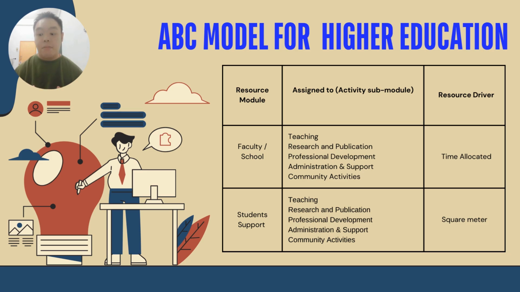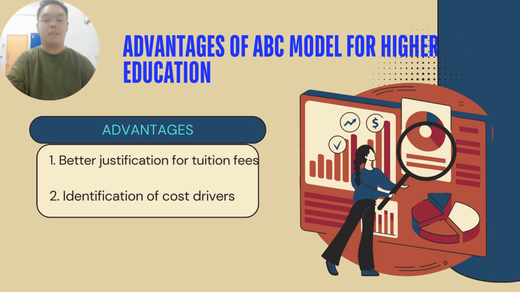Last but not least, we also assign student support overhead costs for professional development, administration support, and community activity. For instance, the school or faculty should provide funds to the student union to carry out community activity.